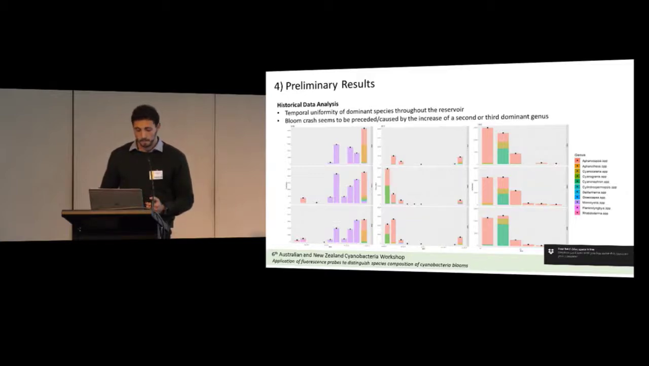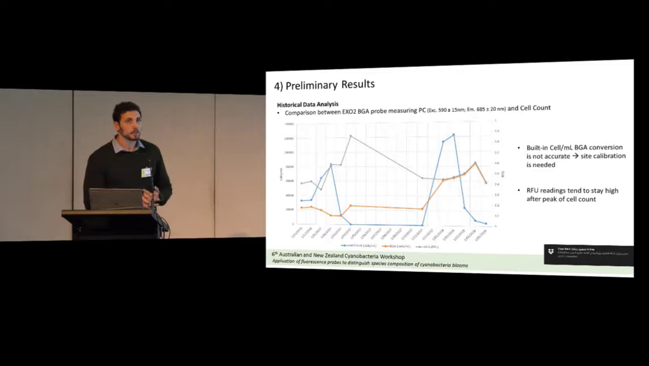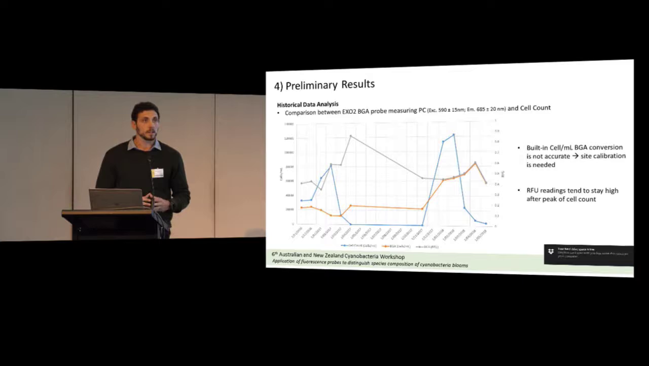So this behavior as well can help us to identify patterns and model what is the species that is dominating. Another point that we have observed is the comparison between the historical data set of cell count taken traditionally in the laboratory by microscopy, which is the blue line in the graph, against the outputs of the fluorescence probe currently in Lake Tingalpa that are represented in the gray line and the orange line in the graph. The gray line refers to the raw fluorescence units, RFU, given by the probe, whereas the orange line refers to the built-in conversion that the manufacturers provide in the probe from RFU to cells per milliliter.